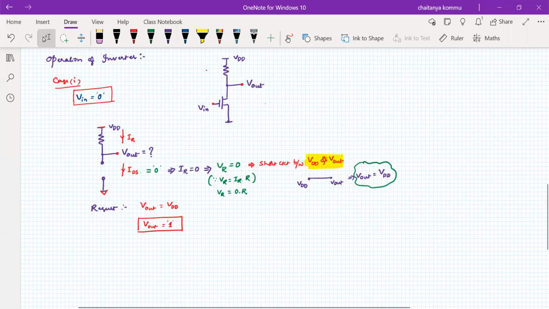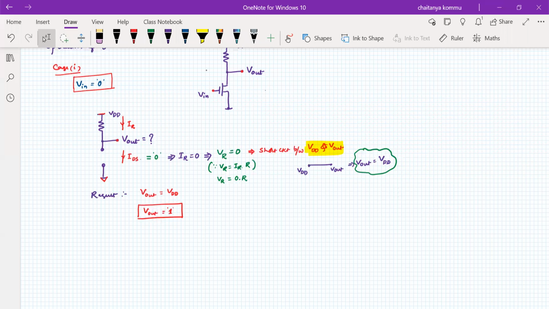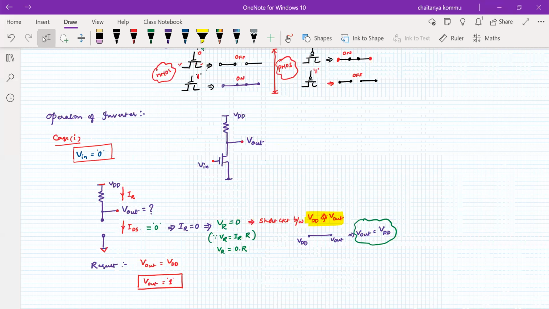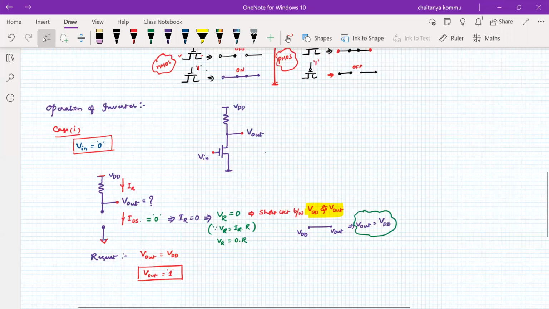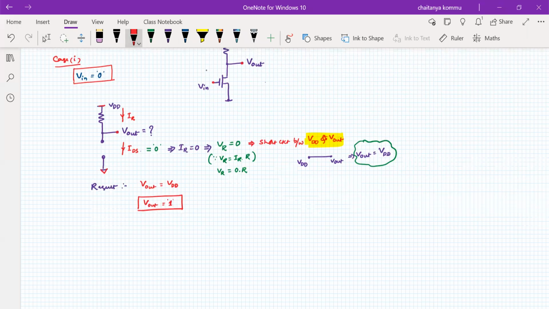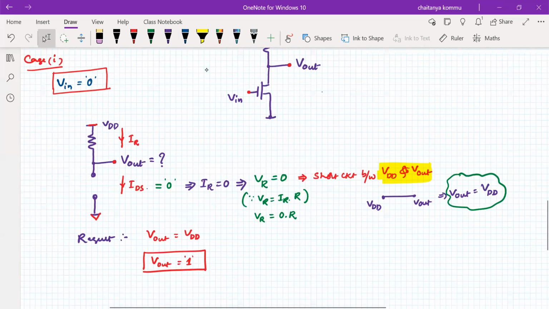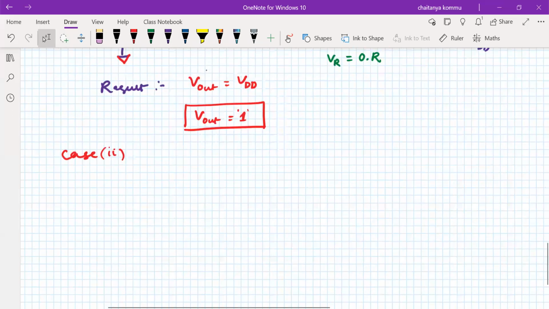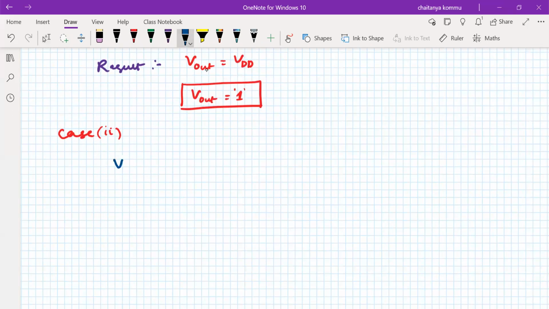Fine. Now, what happens if you apply logic 1? This theory is very important because it is the same kind of analysis that we have to do for the depletion mode, enhancement mode, and CMOS inverter also. So please remember. Next, case number 2. What is case number 2? What happens if you apply Vn equal to logic 1? Okay, logic 1, let us apply.